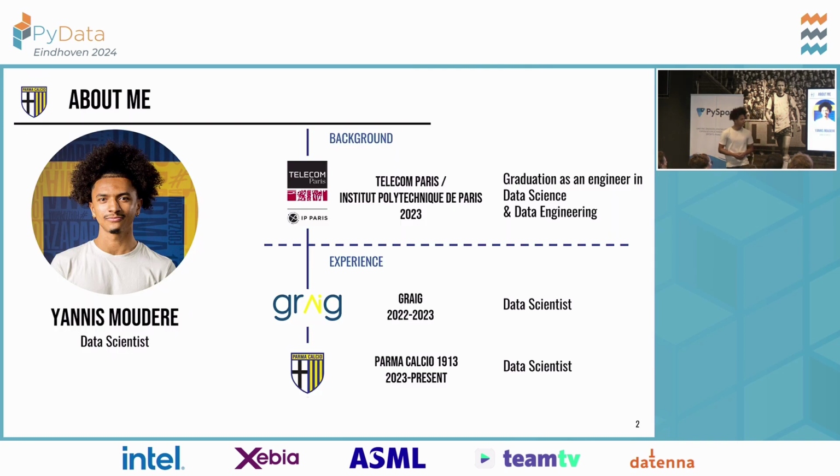Just to quickly introduce myself, my name is Yannis Moudere. I graduated last year as an engineer in data science and data engineering. During my last year of studies, I was part-time working as a data scientist for Greg, which is an AI solution for cycling. And then I did an internship at Permaculture, which used to be a Serie B club, so Italian second division. Now it is a Serie A club, and I work as a full-time data scientist there.